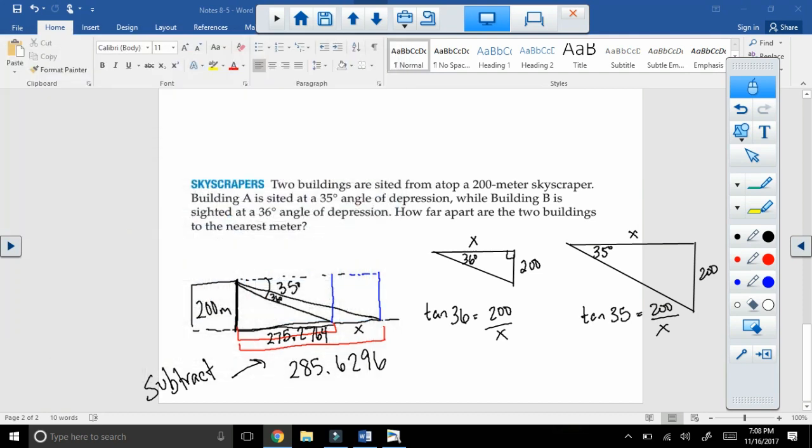So I can get rid of this. Oh, and actually it just says to the nearest meter, so the answer to this would be about 10 meters. So hopefully this one was a little easier than the last one. You didn't have to do a system of equations. Sometimes you will and sometimes you won't, just depending on what they give you as you start out.